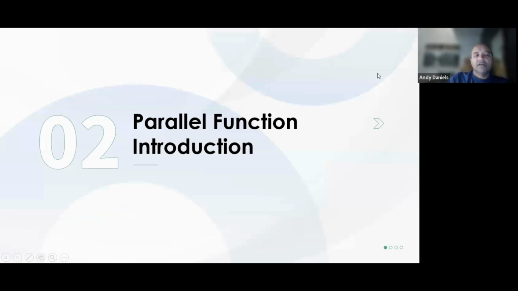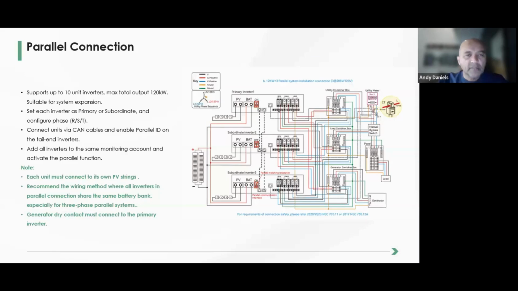Right, so the parallel function, this is a pretty cool feature. What does parallel mean? Parallel means that you can use multiple inverters. So you can use 2, 3, 4, 5, any number up to what the limitations are. And here it says it supports up to 10 inverters. And you can create a multiple inverter single phase parallel.